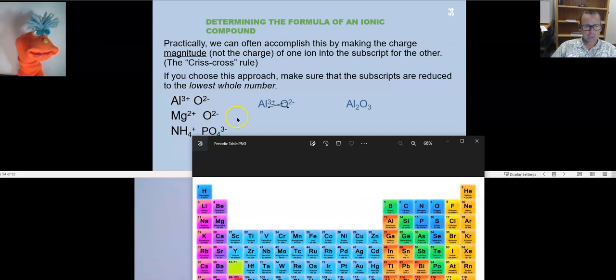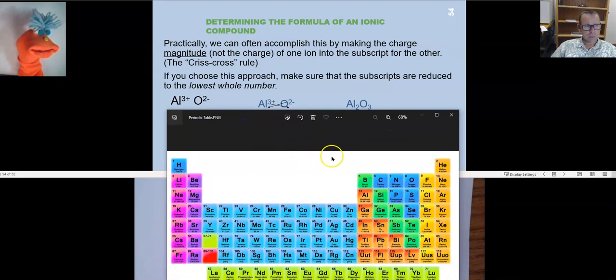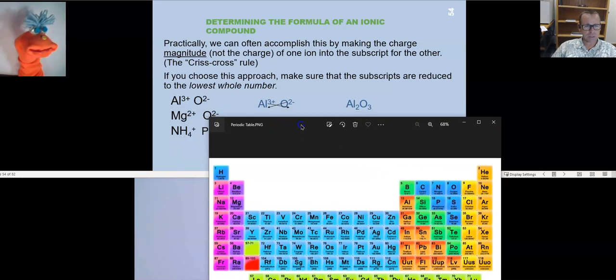Yeah. Okay, so oxygen, let's look at its location on the periodic table. What does it need to do to attain a noble gas electron configuration? Gain 2 electrons. That's right, it needs to gain 2 electrons.